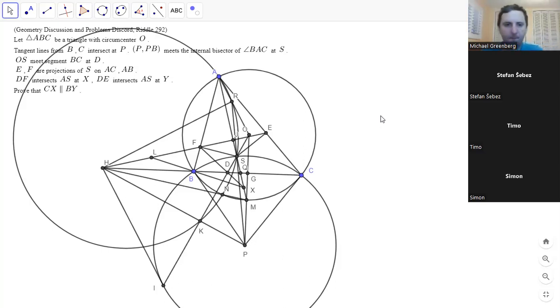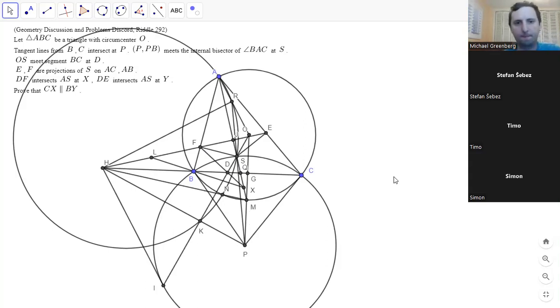What is the thing you want to prove? Can you repeat? So Stefan basically has a proof that HS is tangent to the circle. He defined H a little differently. He said let EF intersect BC at H, and S is just the intersection of AM with this circle. And he has a proof that HS is tangent to the circle, or he's trying to prove it.